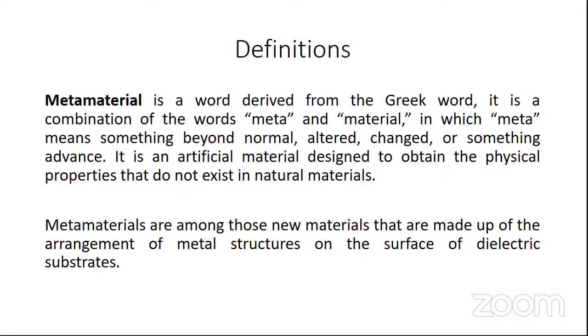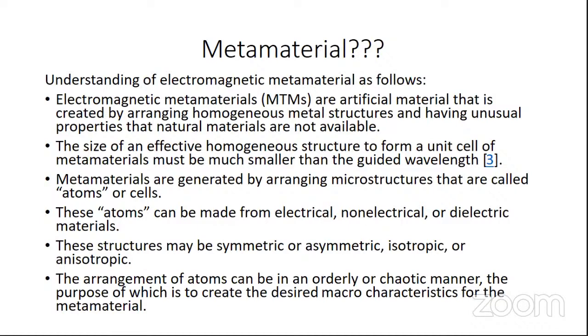Such materials are made up of an arrangement of metal structures on the surface of dielectric substrates. By simply placing the metal structures in some regular fashion on the surface of our dielectric substrates, we create a metamaterial property, that means artificial material properties. Based on this, we need to understand what an electromagnetic, EM, metamaterial means.